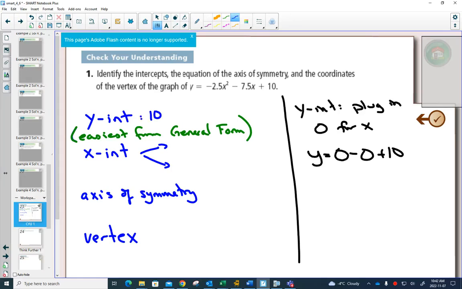is equal to 10. And you can write it like that, or sometimes people like to write it as a coordinate. So you can write it as either 10 or (0, 10), because that's the coordinate where it crosses the y-axis. The nice thing about the coordinate gives you a hint that x was 0. Right? Your x-intercepts, that's the easiest from the factored form.